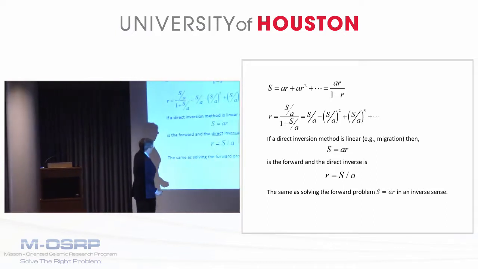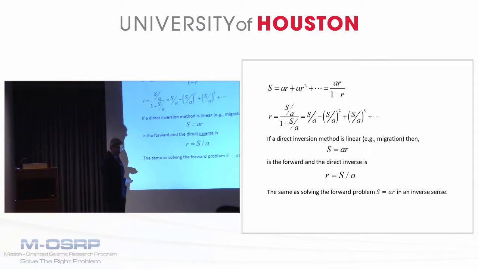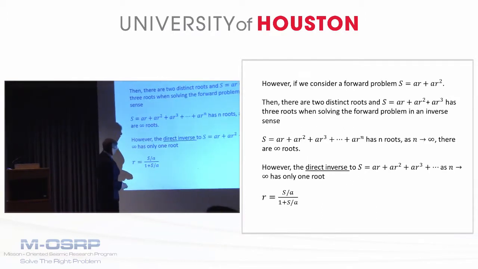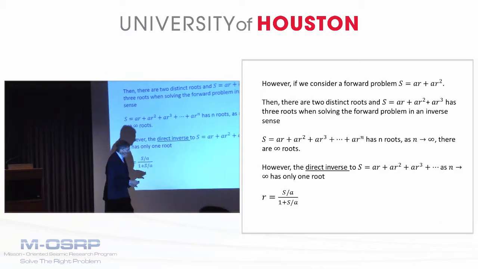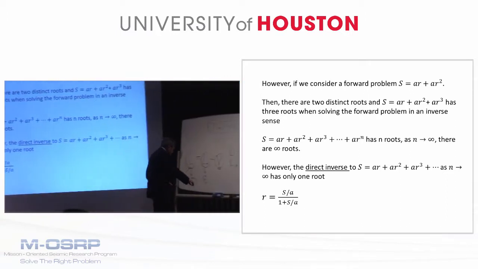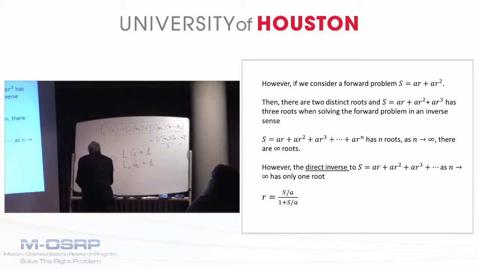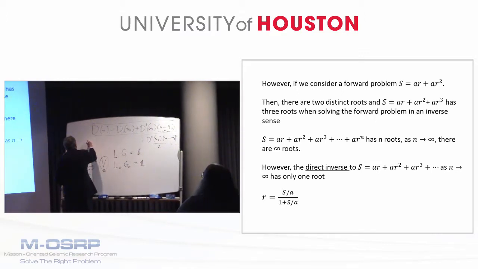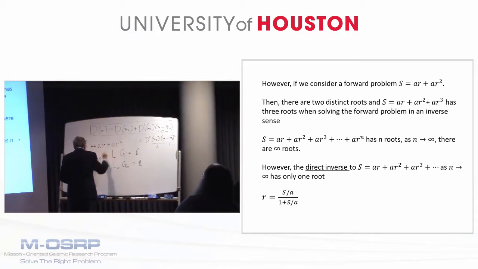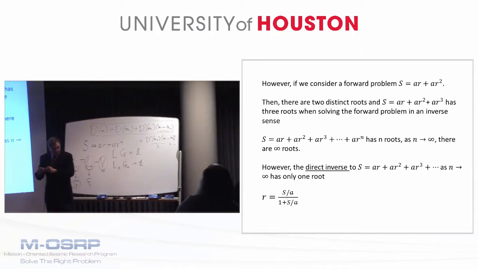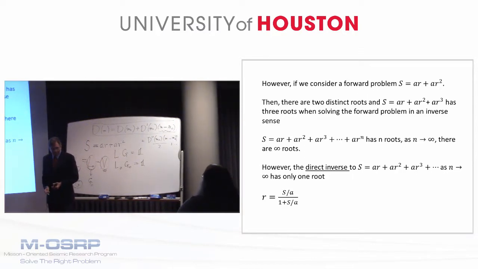However, watch what happens here if it's nonlinear, yes? If you have a nonlinear, let's just take the first nonlinear. Let's just say, instead of S equals AR, you had S equals AR plus AR squared. Just that was the problem, yes? You got 2 roots. The forward, right, you give me R, I get S. I give you S and A, I get 2 R's, not 1.